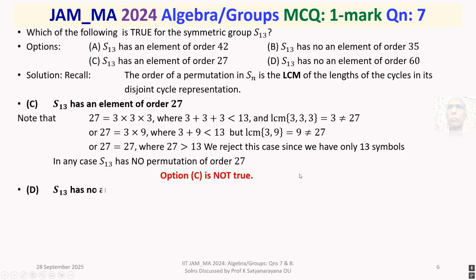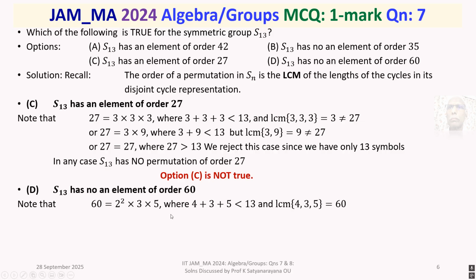We move to option D. S13 has no element of order 60. Again, we write 60 as 2 squared into 3 into 5. That is, 2 squared is 4. 4 plus 3 plus 5 is less than 13. But the LCM of 4, 3, 5 is 60. Yes.